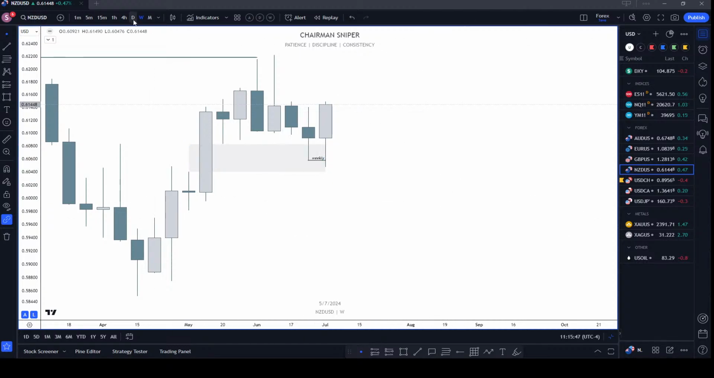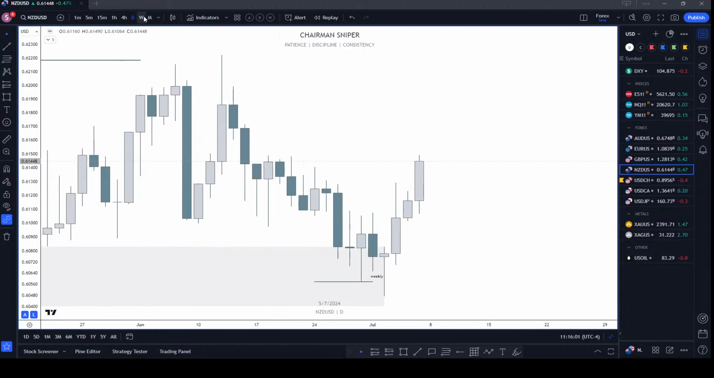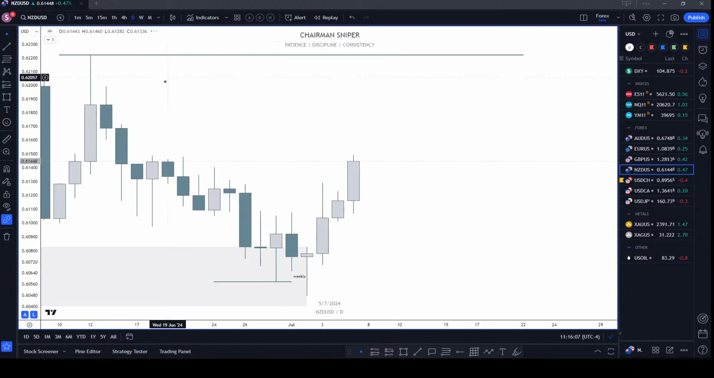Right. On the daily, we have a situation very similar to GU and EU where we have somewhat of a breakaway gap here and price is moving higher. Price is displacing higher currently. Let me see what the weekly target would definitely be this high right here. This is our next area, our next discount PD area.